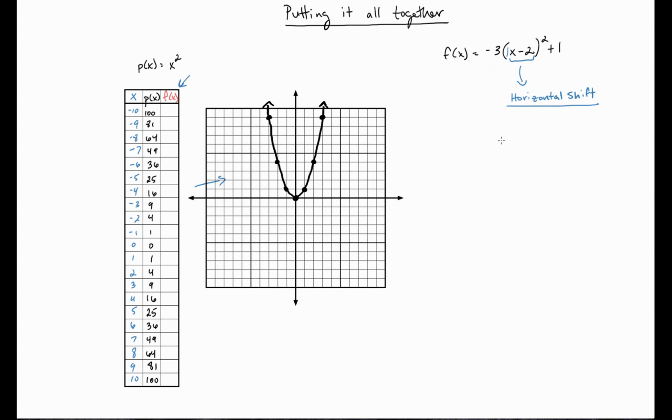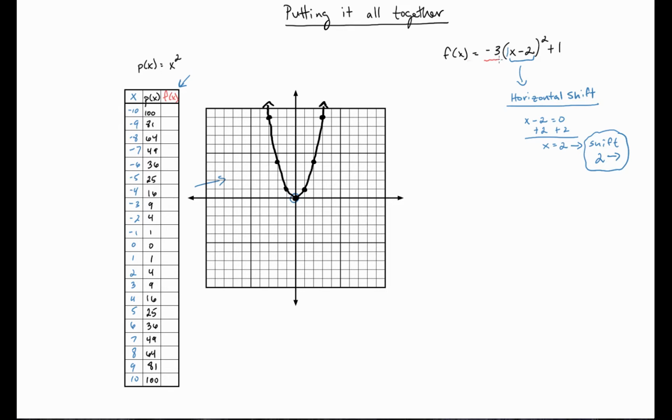Now, once again, I want a 0 input because that's where I normally get my vertex. So I'm going to figure out when x minus 2 is equal to 0. So that means that x equals 2 is going to be my new vertex. So I have shifted 2 units to the right. Well, let's move on to our vertical transformations.